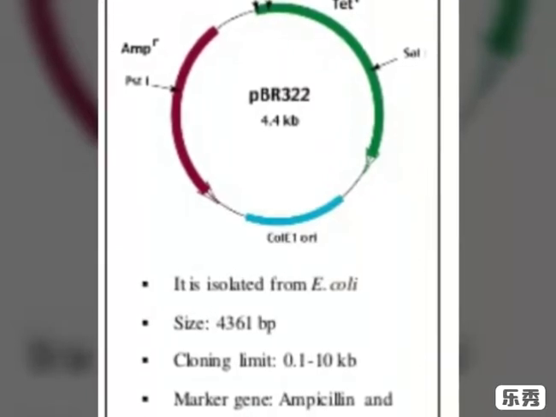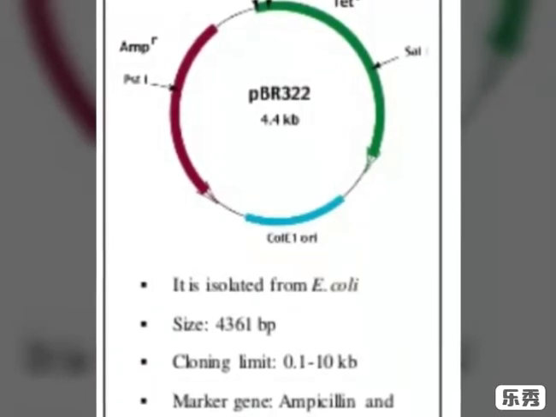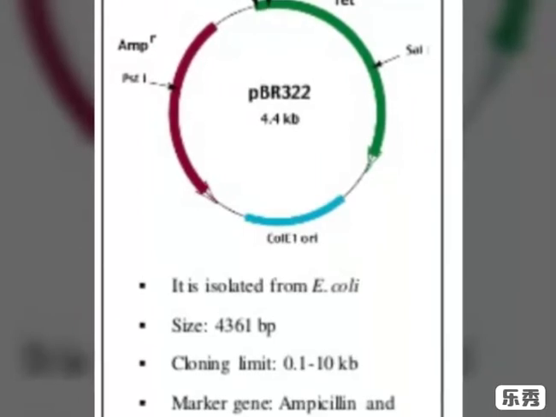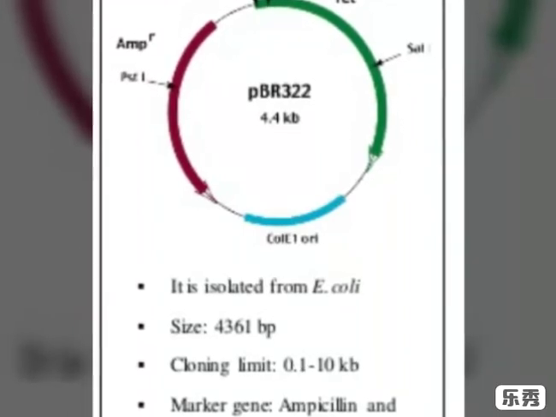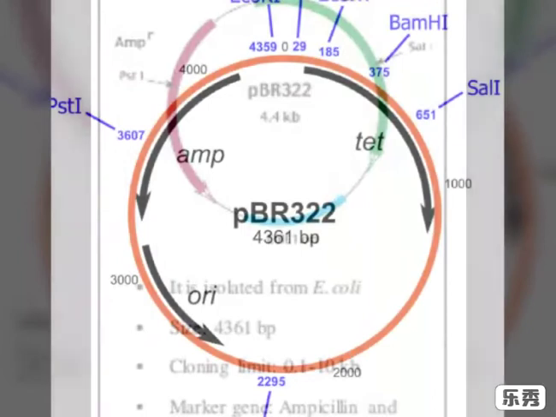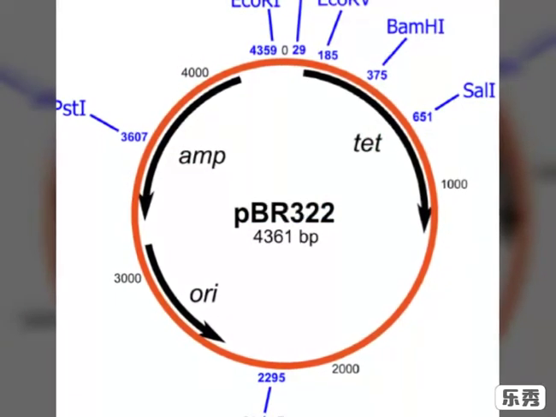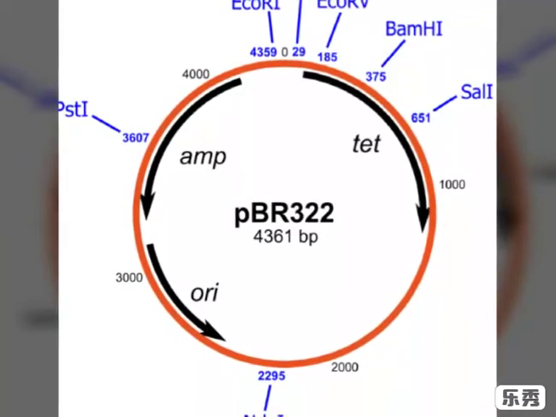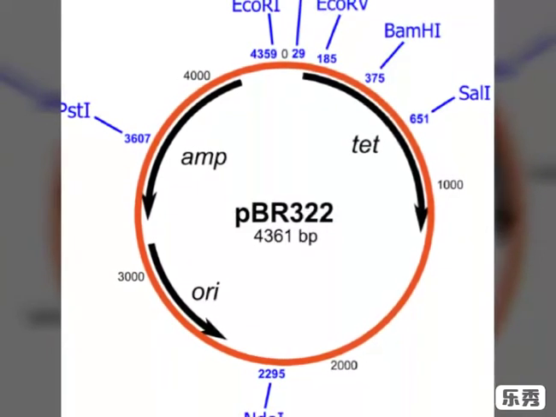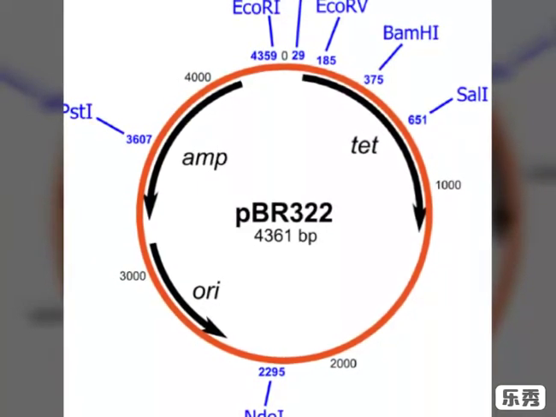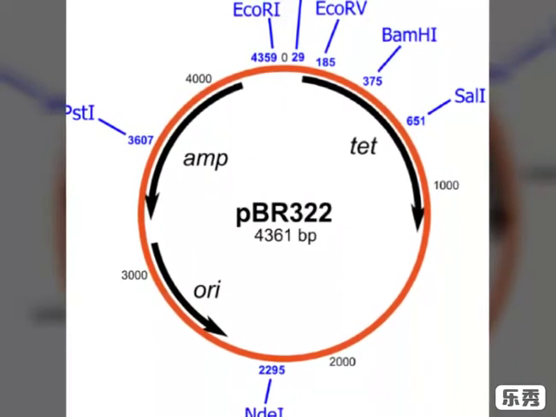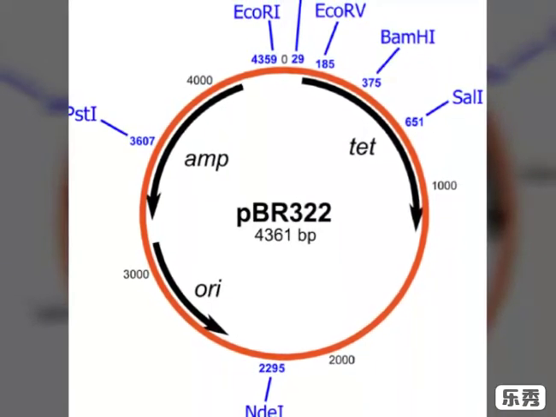Essential properties of vectors are: capable of autonomous replication within the host cell, contains at least one restriction endonuclease site, and carries at least one gene that can be used to select the cloned vector, such as an antibiotic resistance gene or selectable markers.